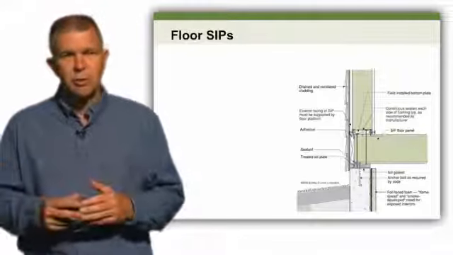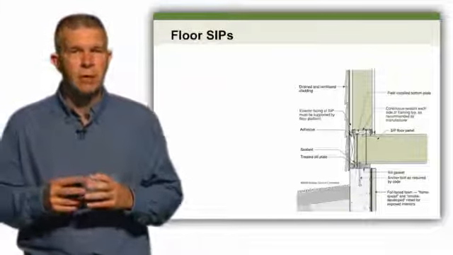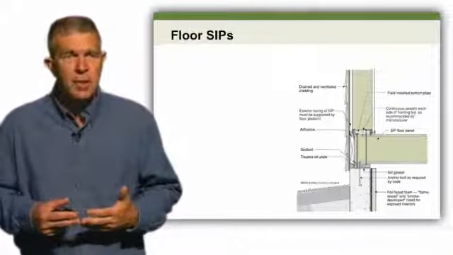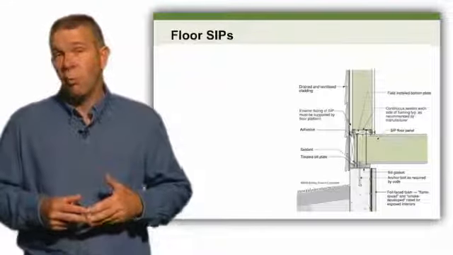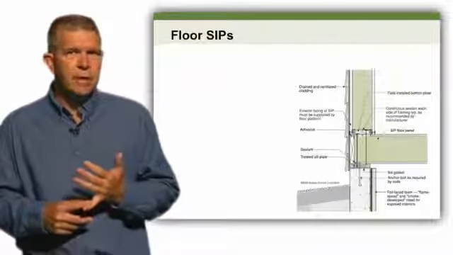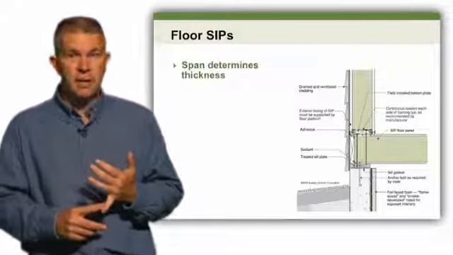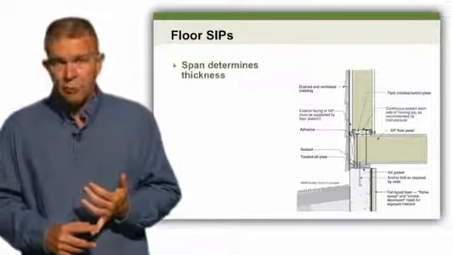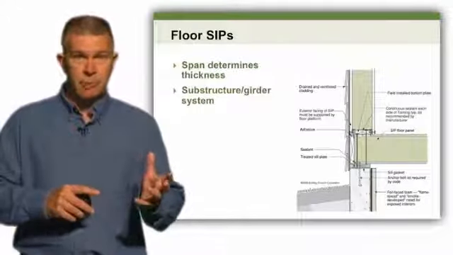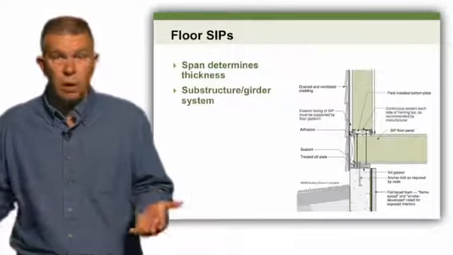As we've said before, floor SIPs are not commonly used, but in this case, it shows a good detail of how a floor SIP might be incorporated as it comes in and bears on the foundation, and then a wall SIP or even a conventional wall frame package might bear on top of it. What considerations are being looked at when we start talking about floor SIPs? Again, span determines the thickness. The greater the span of the floor system, we have to go with a thicker panel. Then we also need to look at, do we need some type of a substructure or a girder system to shorten that span so that the panel will work just fine?